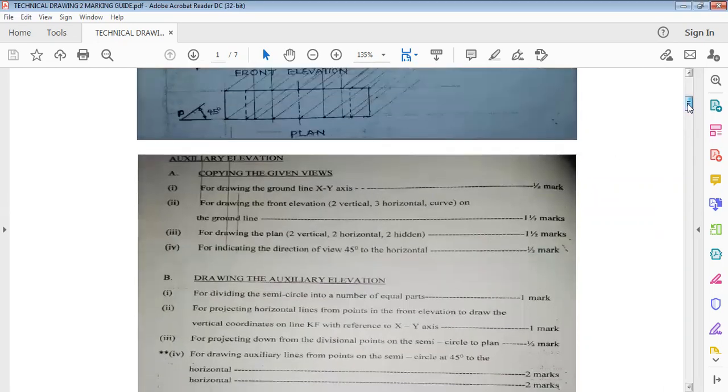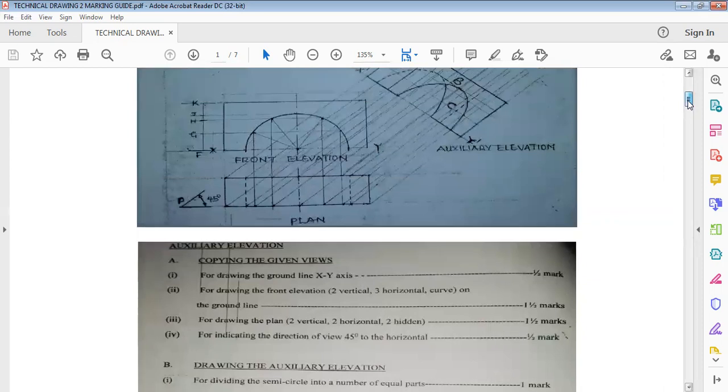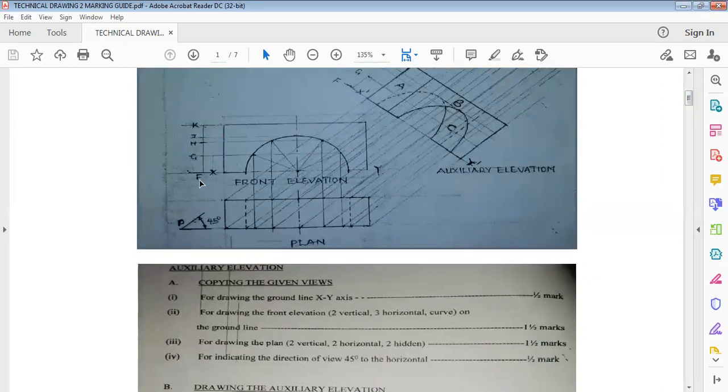So where is the line that we're talking about? This is line KF. This horizontal line is line KF. So for drawing these horizontal lines from the points on the semicircle to this side here, we have 1 mark for drawing that.